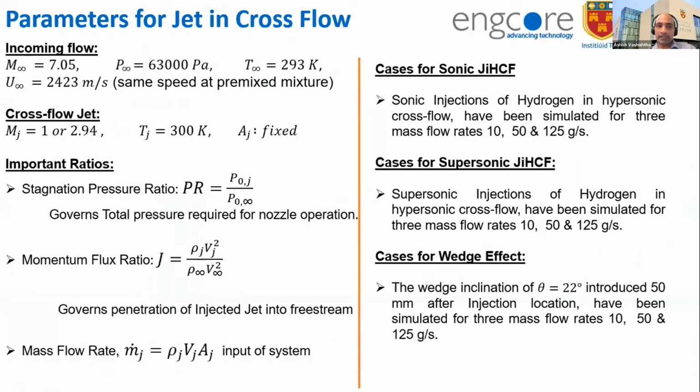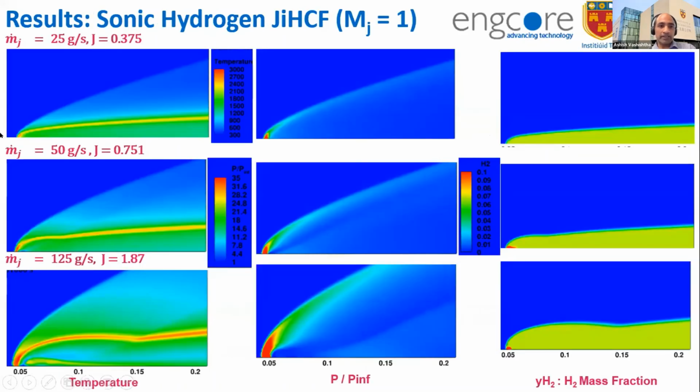So for jet and cross flow, I have introduced sonic and supersonic jets of hydrogen, and there are different parameters, so I'll just be rushing through. There are 3 cases which I have simulated: 10, 50 and 125 grams per second in a hypersonic flow of Mach 7, with the pressure and temperature conditions as given here. It's an unconfined domain. You have a far field here, an outlet here, the oncoming flow, and there is a wall and a slip wall, and I have injected the hydrogen here. So these are 3 different cases for sonic jet injection.